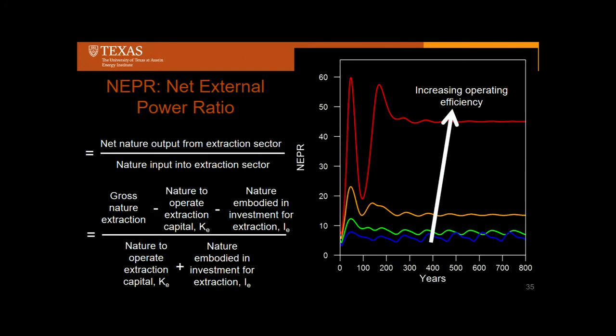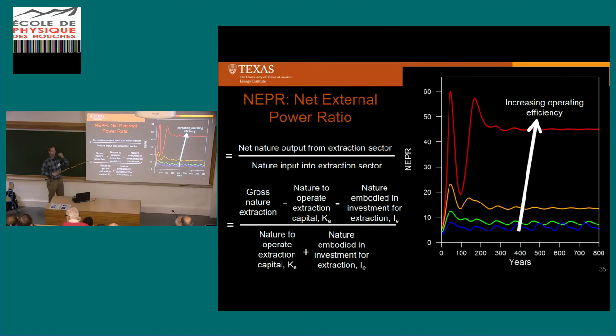Because I have all these separate pieces, I can calculate what people are calling the EROI, but in this case I call it a net external power ratio because it's a unit of flows of nature divided by a unit of flows of nature, so that's more like power over power. So this is the net extraction output divided by the extraction inputs required to operate extraction capital and make new extraction capital. So this is the EROI, if you will.